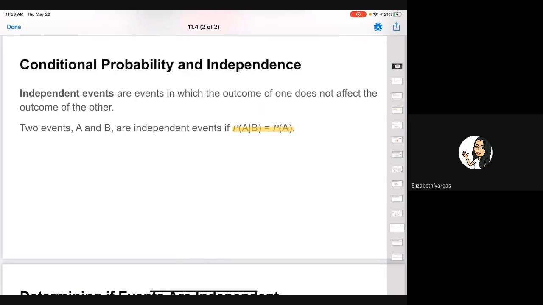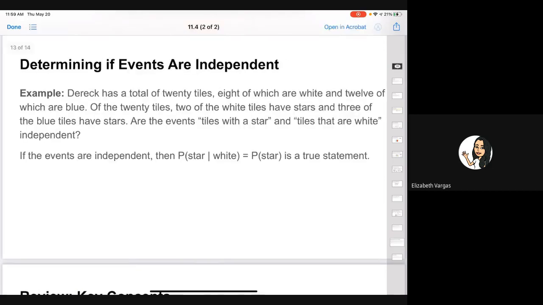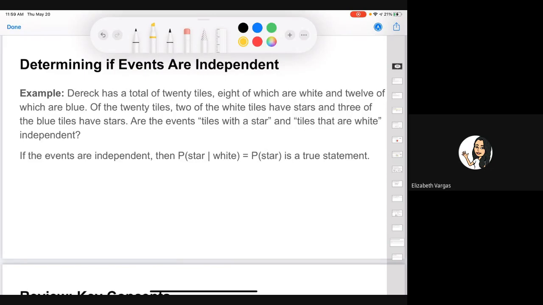So if my conditional is equal to the probability of A, then I can say those two events are independent. For example, here I'm going to see whether these two events are independent. It says Derek has a total of 20 tiles, 8 of which are white and 12 of which are blue. Of the 20 tiles, 2 of the white tiles have stars and 3 of the blue tiles have stars. Are the events tiles with stars and tiles that are white independent?